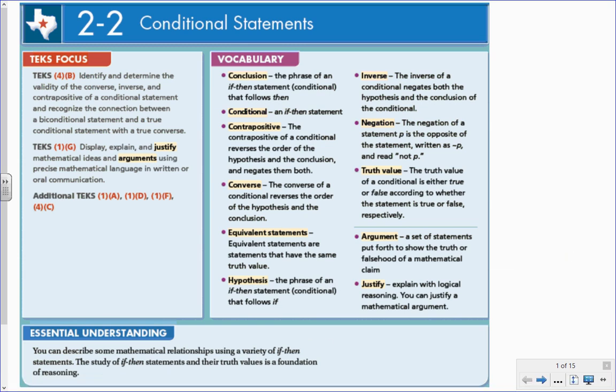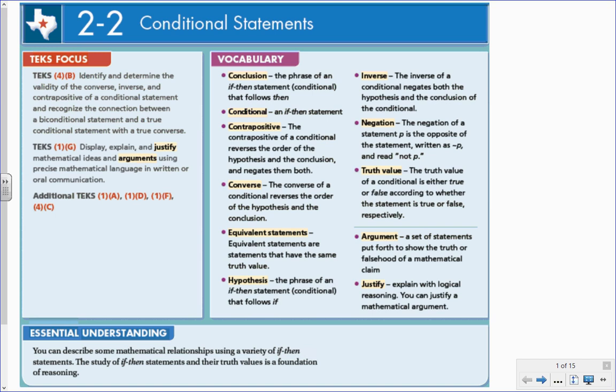Welcome to Geometry Pre-AP. Today we're going to deal with Topic 2, Section 2, Conditional Statements. If you want to pause the video and write down some of this vocabulary, you can, but we'll have different places in the video where you can pause and get this information.